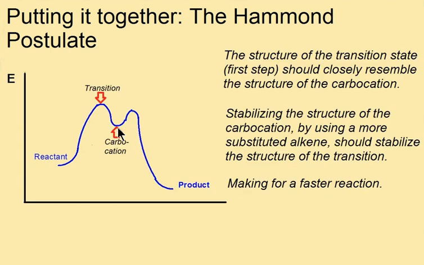Why is this important? Well, the structure of the transition state should closely resemble the structure of the carbocation itself. And of course, stabilizing the carbocation should stabilize the transition state to that carbocation intermediate. We have seen that becoming more substituted makes a more stable carbocation, and that will therefore stabilize the transition state to that carbocation and make for a faster reaction.